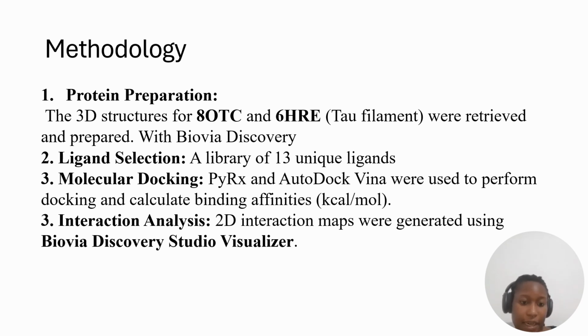So today, what I did was I extracted the 8OTC and the 6HRE proteins, so the tau filaments, and I prepared them with BIOVIA Discovery Studio. There are 13 unique ligands, and everything was looked at with PyRx and AutoDock for the binding, and that's also where we calculated the binding affinities. Finally, I did 2D interaction maps to understand what happened at the binding sites.